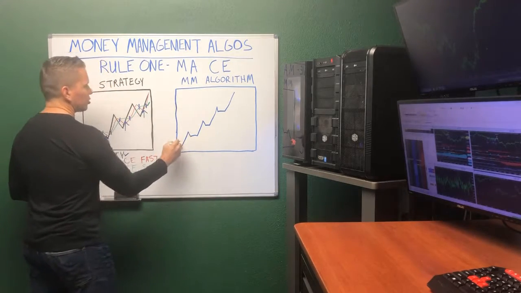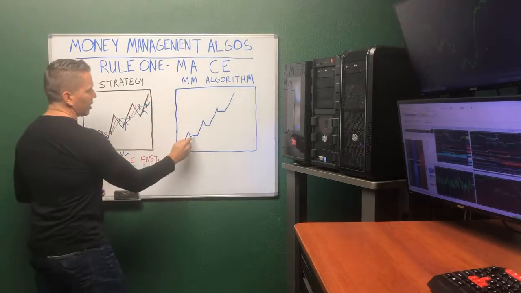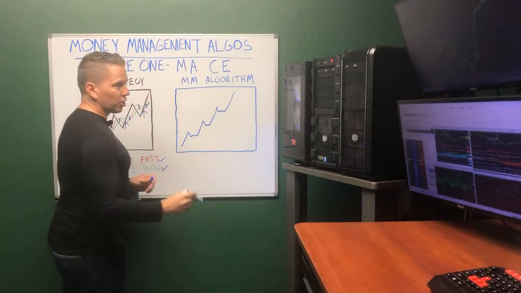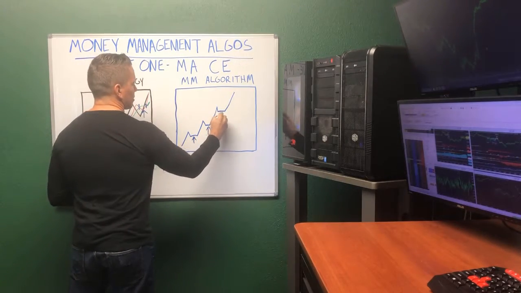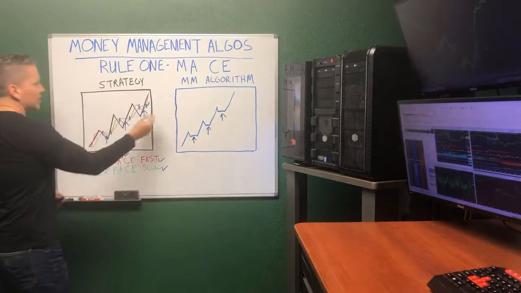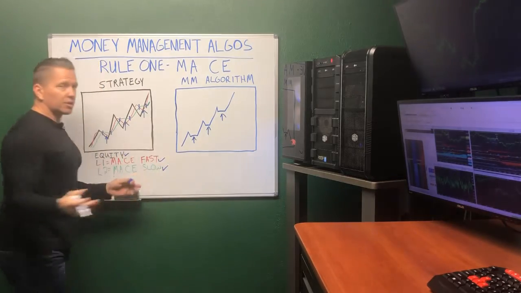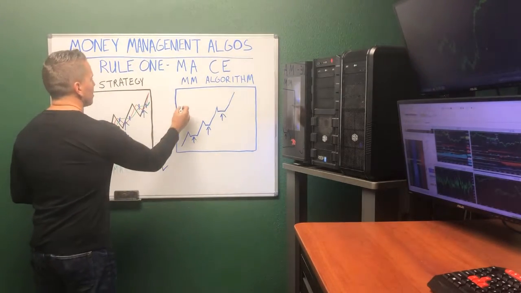And so while you still are a part of the drawdown, there is no perfect way to avoid any drawdown in trading, but you miss some of these drawdowns. And so that's how it's set up. This is a theoretical example of how this works. This is the money management algorithm.